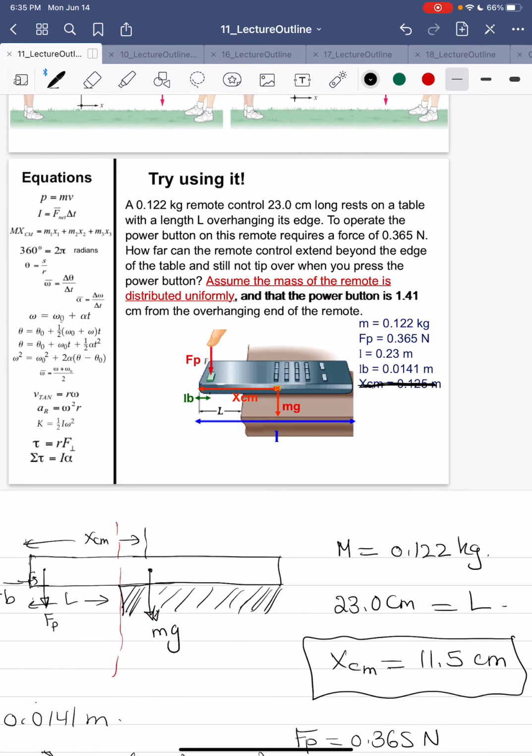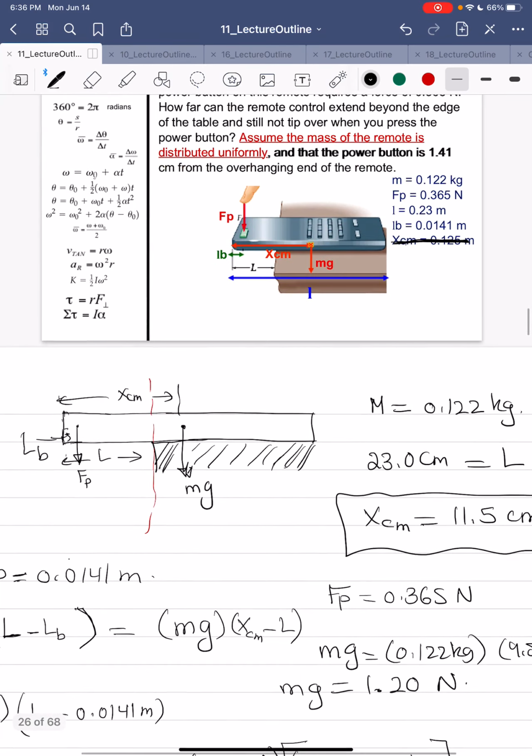Now I have here a 0.122 kilogram remote control that is 23 centimeters long and rests on a table with a length L overhanging its edge. To operate, the power button on this remote requires a force of 0.365. How far can the remote control extend beyond the edge of the table and still not tip over when you press the power button, given that the power button is 1.41 centimeters from the overhanging end of the remote?